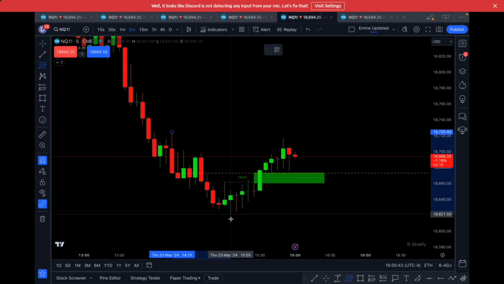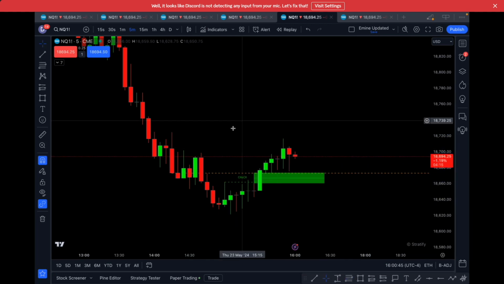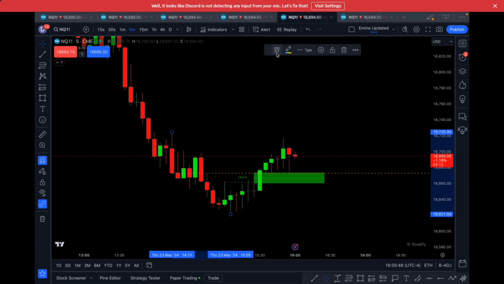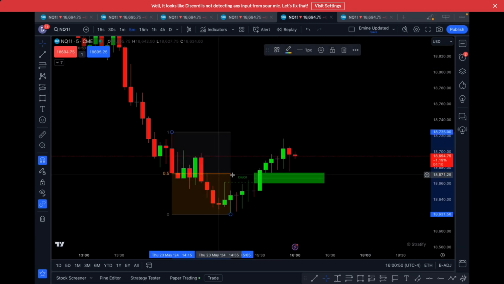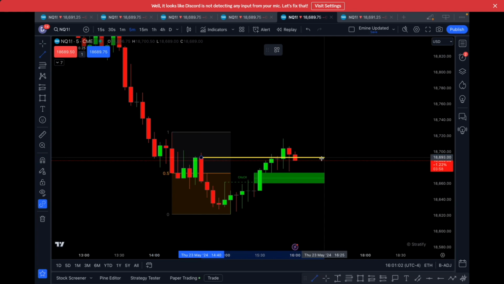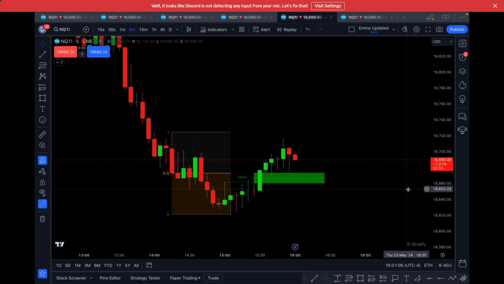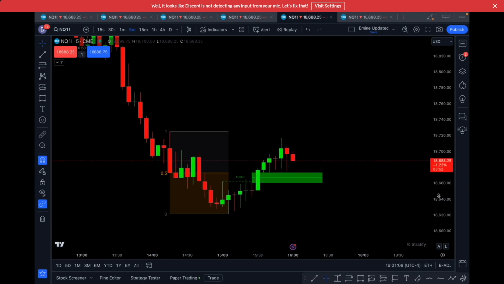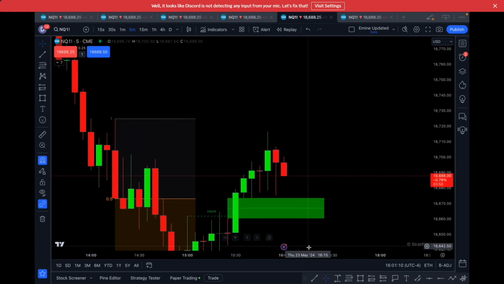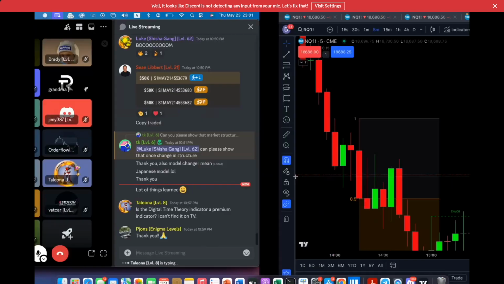From here to here, this is equilibrium. This is discount. This is premium. This here is a bullish order block in premium. So you should not put your faith in this, even though it's working. But you shouldn't put your faith in it that much, right? So play with it, guys.